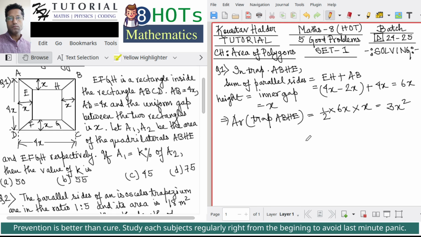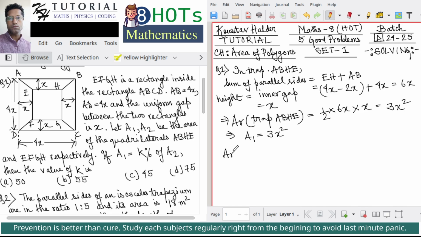Okay, now this is A1. So this implies A1 and A2 be the areas of the quadrilaterals. So we have A1 is equal to 3x square. Okay, now we have to find what is A2. A2 is the area of the quadrilateral EFGH, that is the inner square.